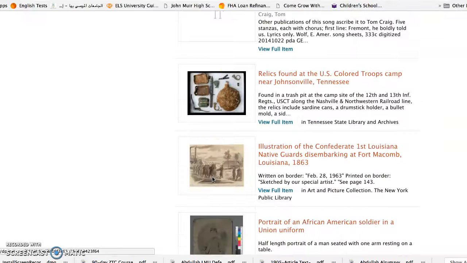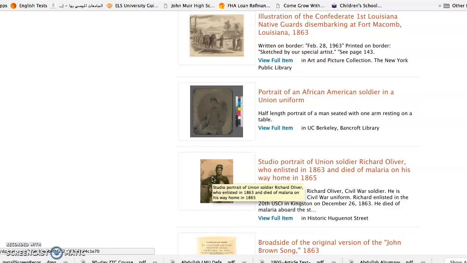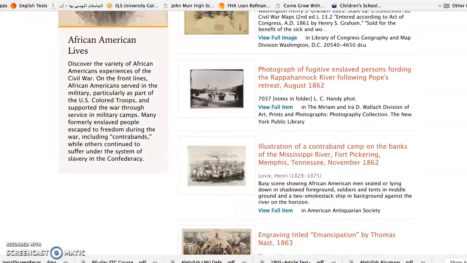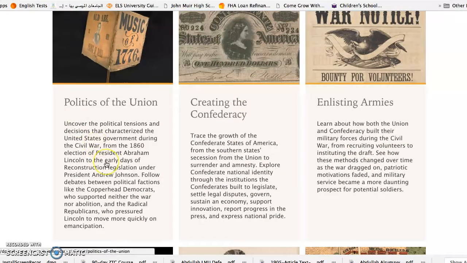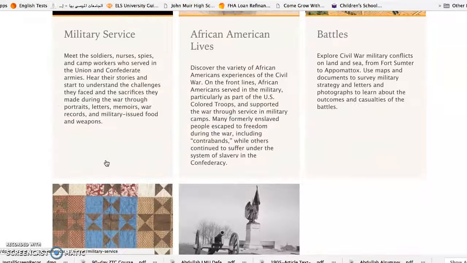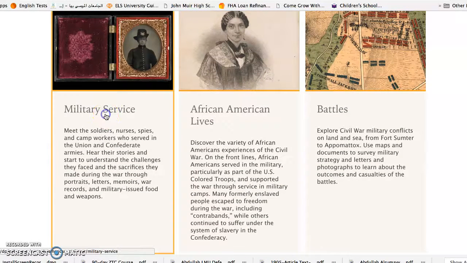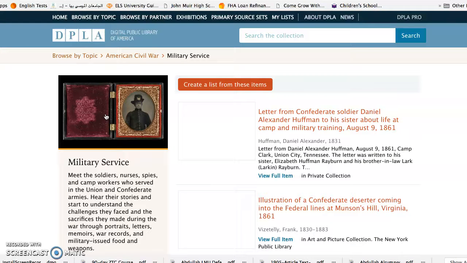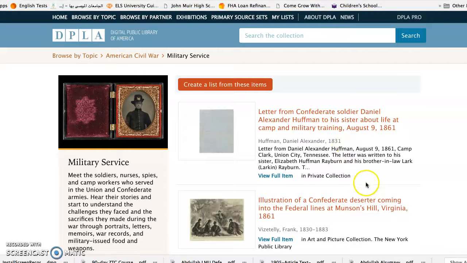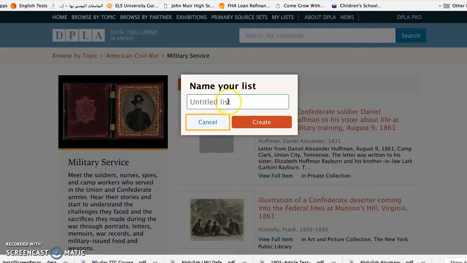So this would be kind of a cool aspect for them to look and gain more understanding of that concept of what it was like at this particular time period, looking at the various military service, the various battles, the various people who were involved in that. Now, it appears that I can actually create a list and curate the kind of information that I want my students to actually see. That would be kind of cool.